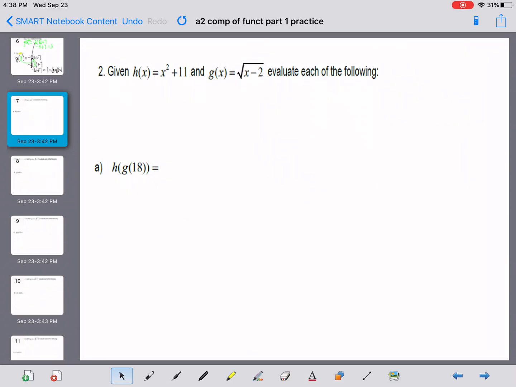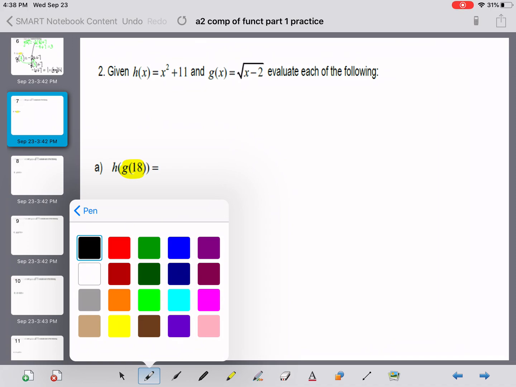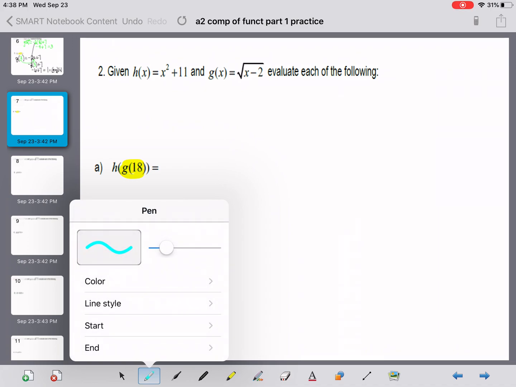Problem number 2. Given h of x equals x squared plus 11 and g of x equals the square root of x minus 2, evaluate the following. Once again, start on the inside. So we're going to start with 18, and we're going to put that back into the g function.